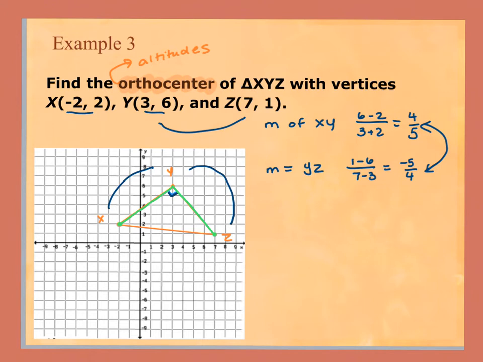And this vertex at the top, perpendicular to the line on the other side, would be something like that. These would meet at this point of concurrency here, or orthocenter, which is (3, 6). So the orthocenter would be at (3, 6).